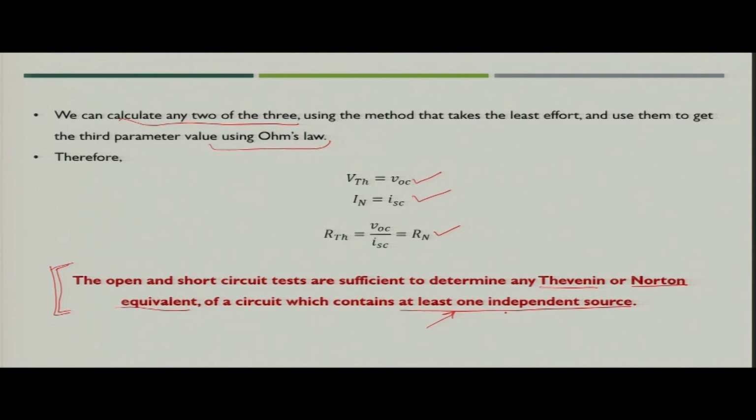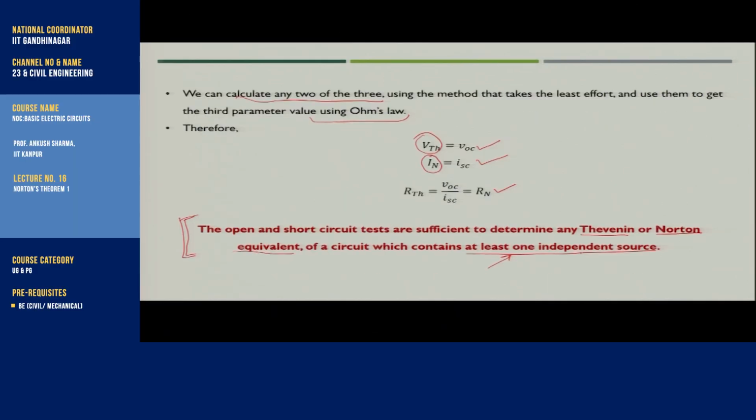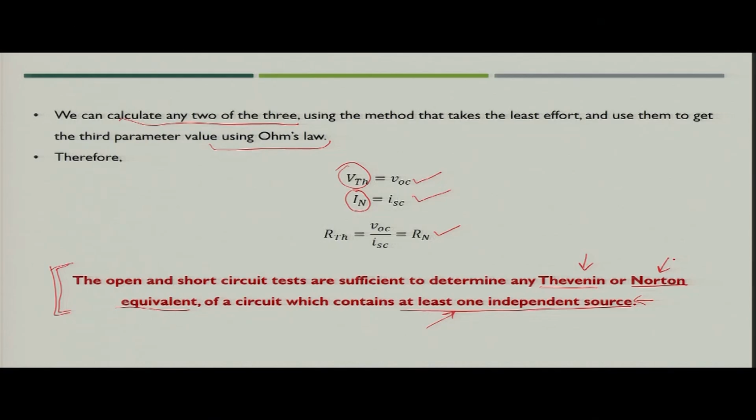that if you do not have an independent source, then you cannot determine the value of V_TH. Similarly in this case also, if you do not have any independent source in the circuit, you cannot establish the value of current I_N. So, we have to keep in mind that there should be at least one independent source which helps you to determine the value of Thevenin and Norton's equivalent.